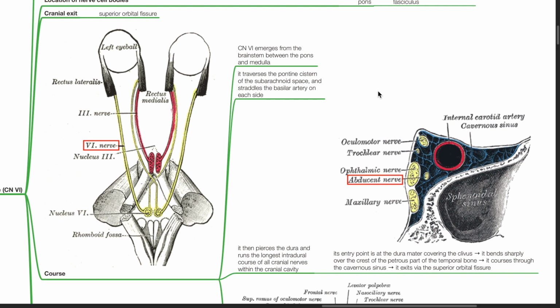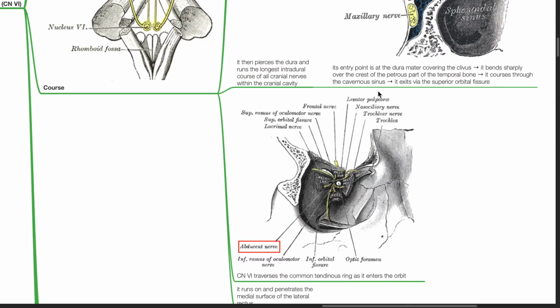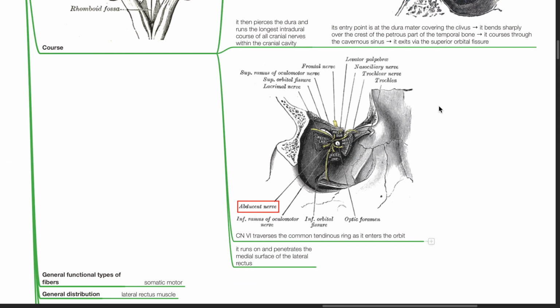It bends sharply over the crest of the petrous part of the temporal bone. It courses through the cavernous sinus, and it exits via the superior orbital fissure. Cranial nerve 6 traverses the common tendinous ring as it enters the orbit. It runs on and penetrates the medial surface of the lateral rectus.